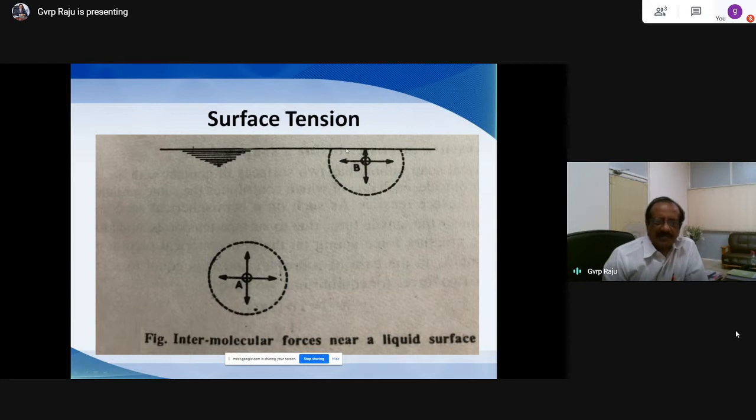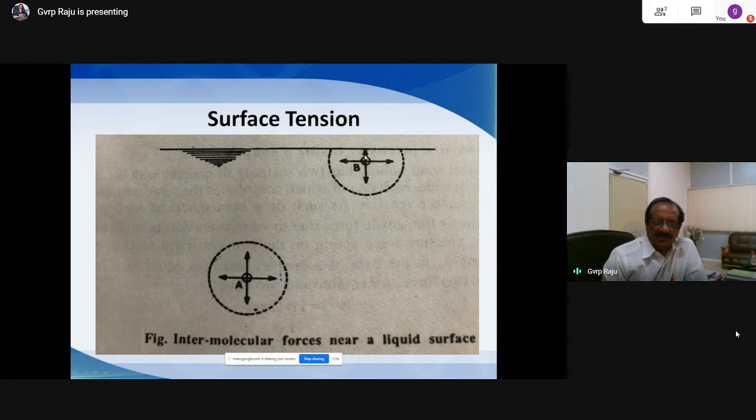Again, if you take the molecule at the surface, we have molecules on all the sides except on the top. When there are no molecules on the top, what happens here? This molecule attracts the neighboring molecules, and there are molecules here and here. Consequently, there is a net downward force on the molecule at this location.